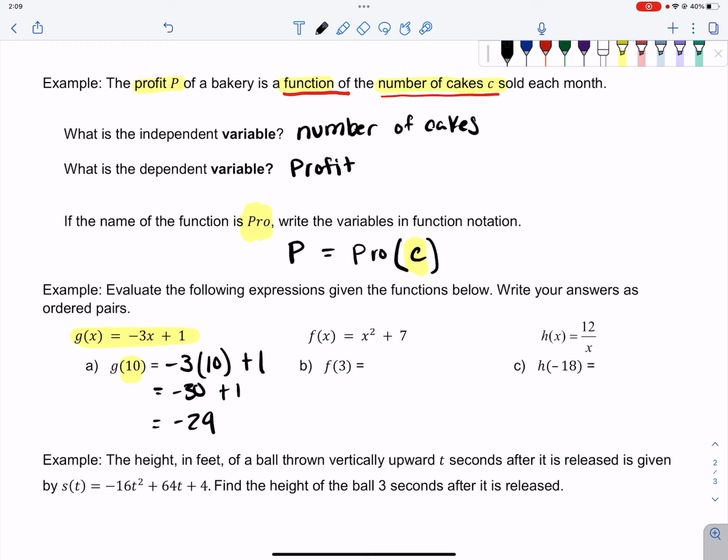The next one, we have f of x equal to x squared plus 7. So now to evaluate f of 3, we need to replace x in our function with 3. So we have 3 squared plus 7. So that gives us 9 plus 7, which is 16.